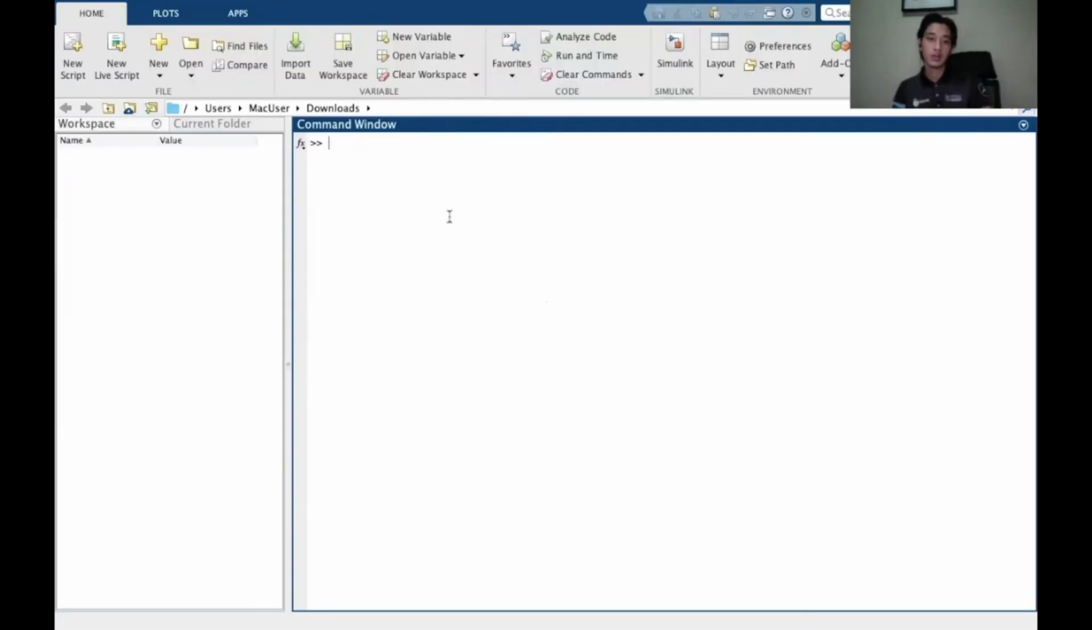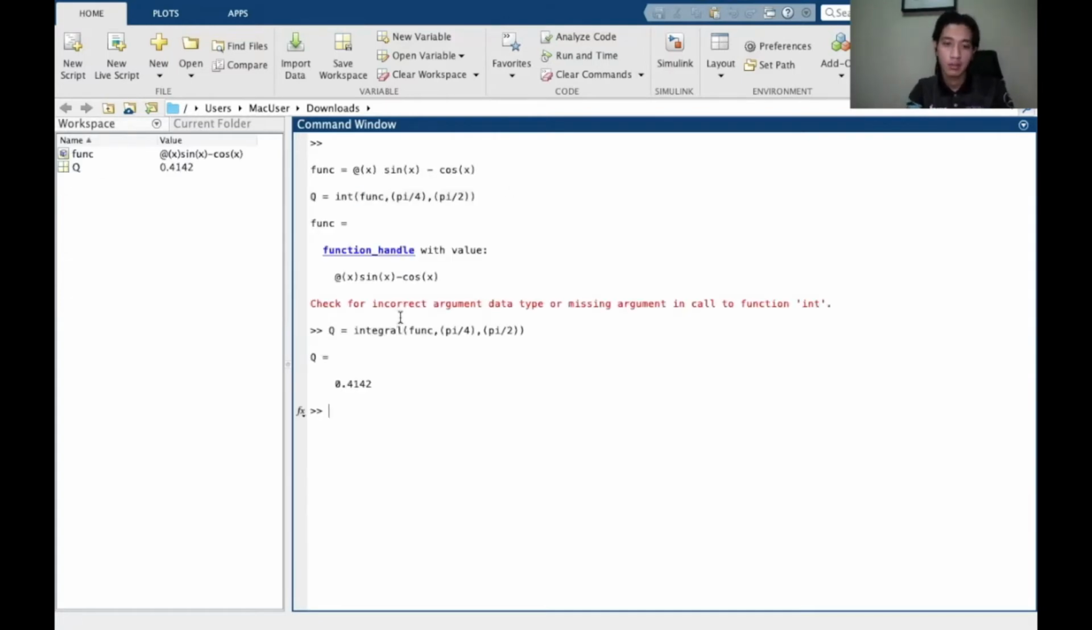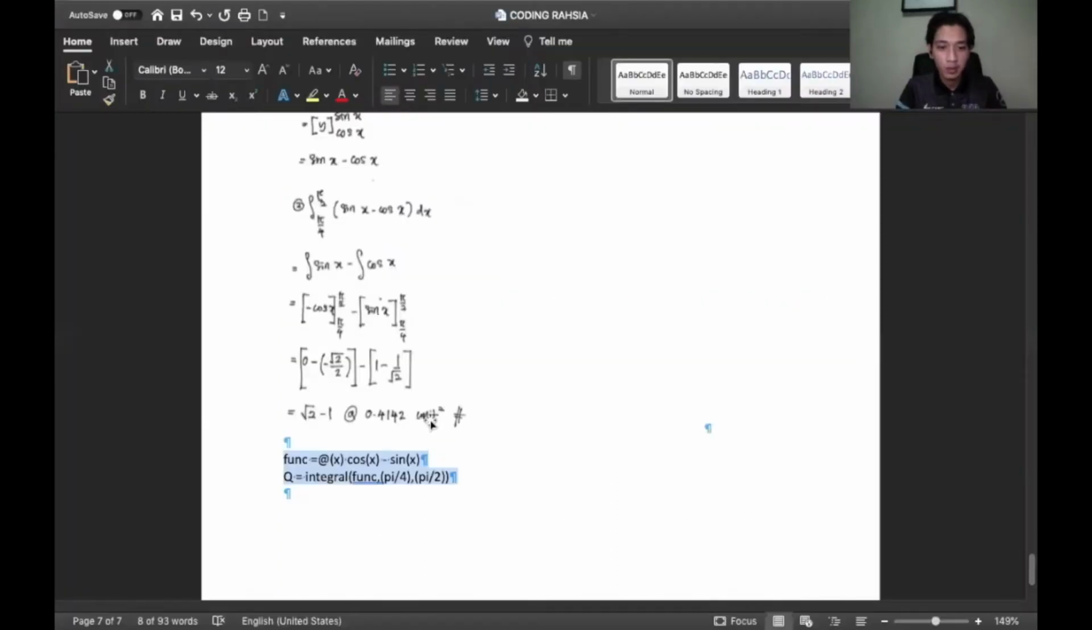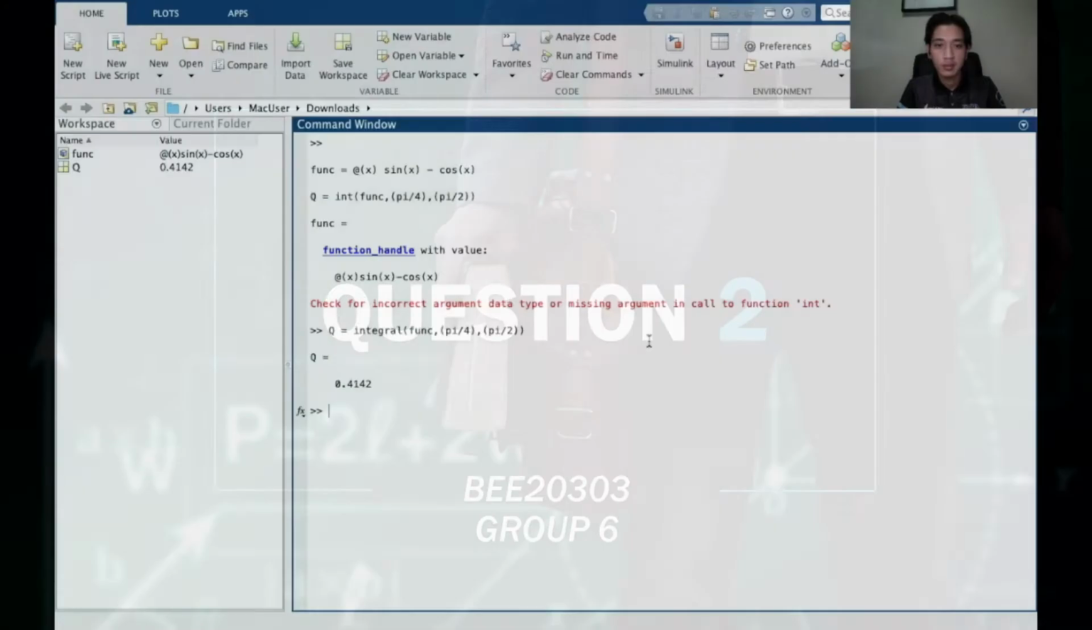Now let's do the summation. First, we need to define the function, and now we get the answer, which is 0.4142, also in units squared. Okay, that's all.